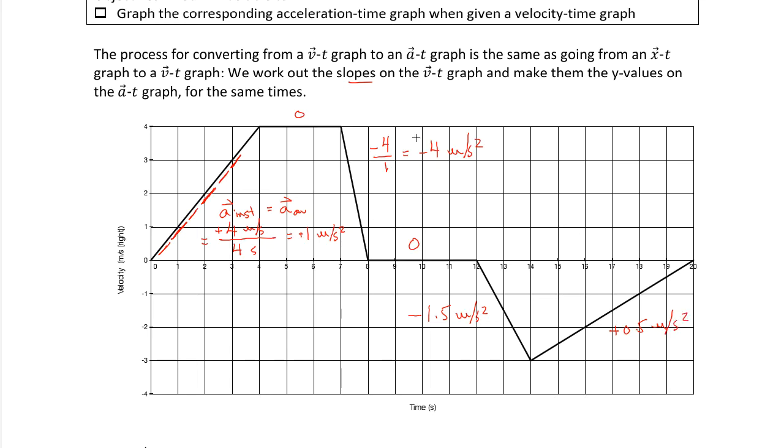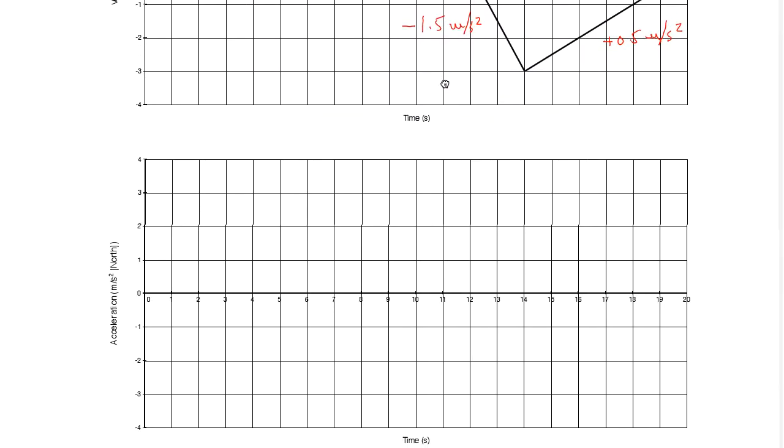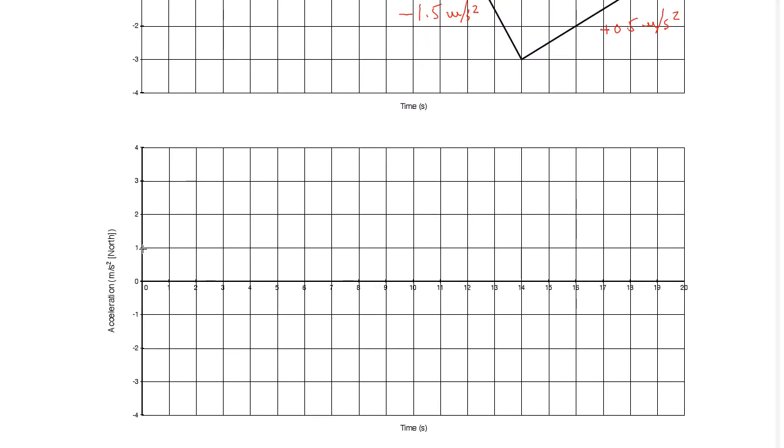Now we just need to turn these into our y values for the same time intervals on the corresponding acceleration time graph. For the first 4 seconds above, we had a slope of +1, so here we need y values of +1. Then for the time interval of 4 to 7 seconds, we had a slope of 0, so here we need y values of 0. Then from time 7 seconds to time 8 seconds, we had a slope of -4, so here we need y values of -4. Then to 12 seconds, we once again had a slope of 0, so y values of 0. Carrying on, we had a slope of -1.5, and then a slope of +0.5.